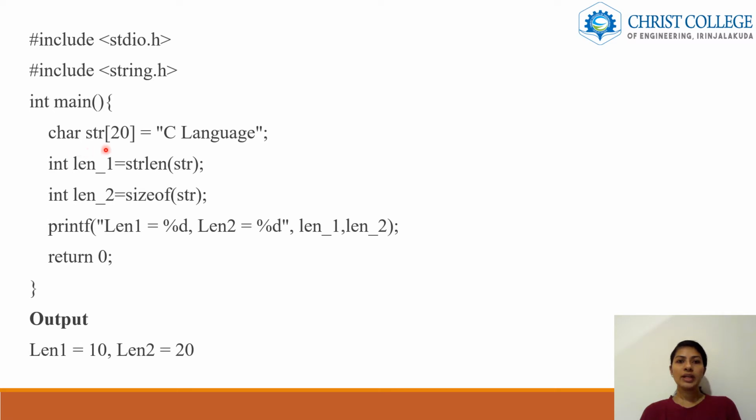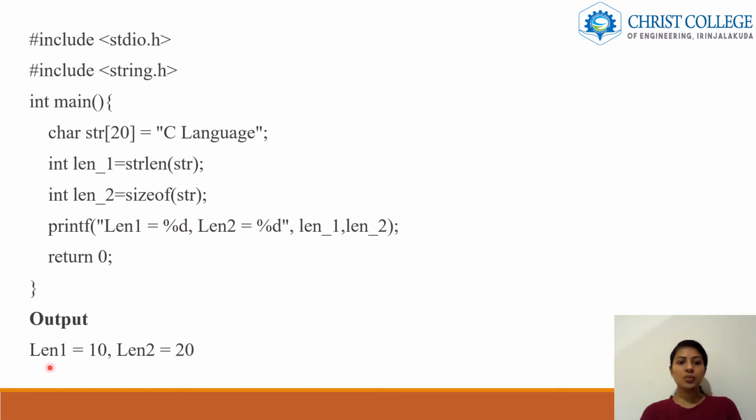So when we are looking at this example, the variable str, when it is declared, its total size is 20. So that 20 is the output of the sizeof operator. That is the total space allocated in the memory for that variable. That will be the output of sizeof operator.